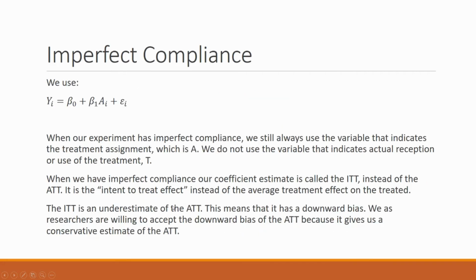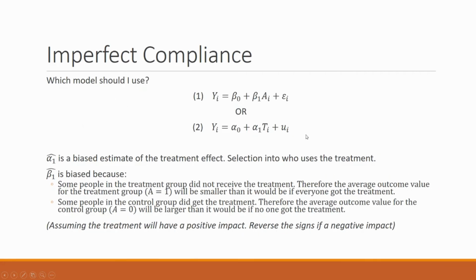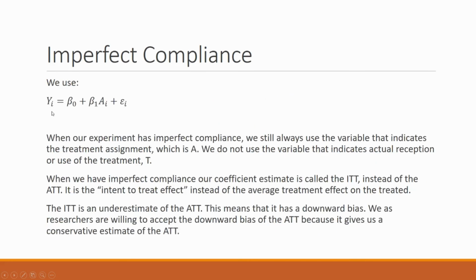All right, so what does this mean? What does this imply? What would happen if we had this situation is that we would use A. We would use the first regression. That means even if we have imperfect compliance, we will still use our randomized treatment assignment as our independent variable.